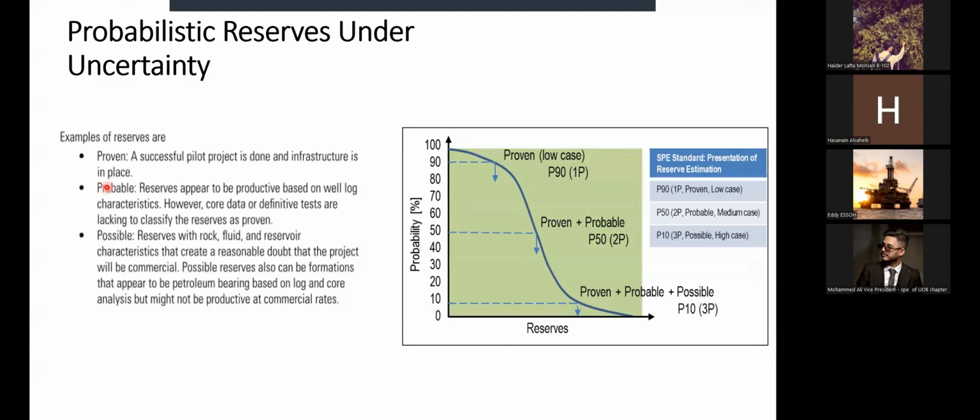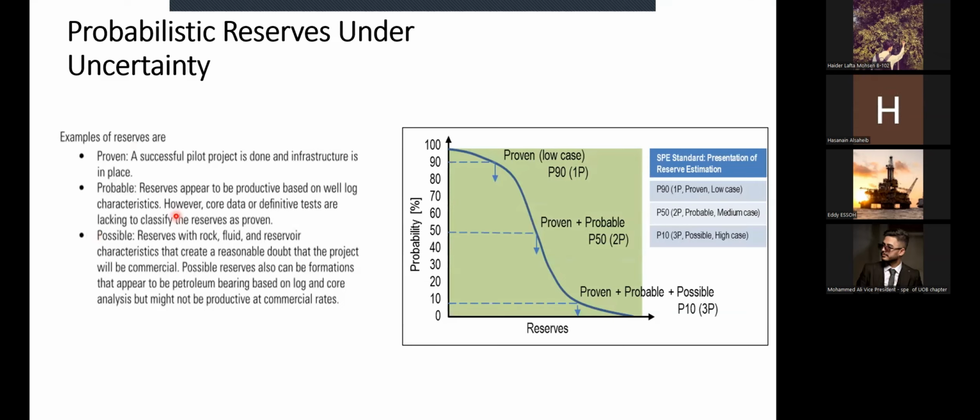But probable, you know the reserve. Reserve appear to be productive based on well-logged characteristics. However, core data or definitive test are lacking to classify the reservoir as proven. You know, you did analysis, you did some measurement, like you have an exploration well, and you did well log, and you did formation evaluation, but you still didn't take a core sample, you didn't do a PVT. So you have a probability of having fluid, but you are still not sure like proven.